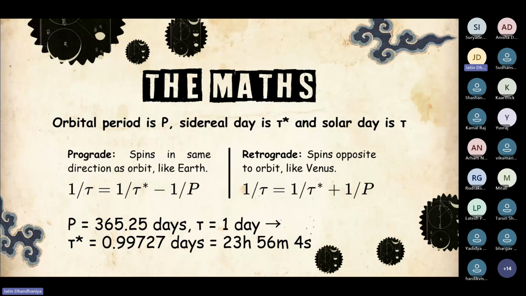So let's take the example of Earth. For Earth, P is 365.25 days and tau, a solar day, is 1 day. So tau star is 0.99727 days, which equals 23 hours, 56 minutes and 4 seconds. Now, if Earth had been retrograde, then tau star would have been even more than 1 day.